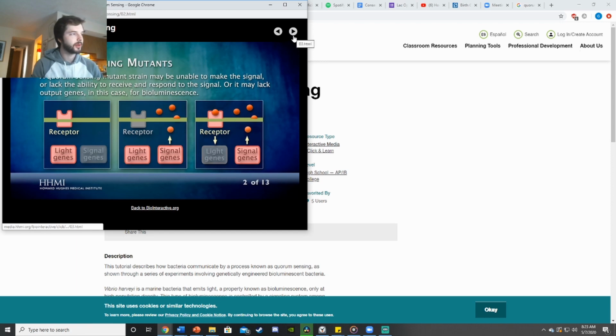So let's go back to this real quick and then I'll go to the next thing, because I thought they were going to do more background, but anyway. So three potential variations of a mutation. Signal genes: if there is a problem with the signal gene, it can still produce light if it receives any signal, but it will not be able to produce a signal.